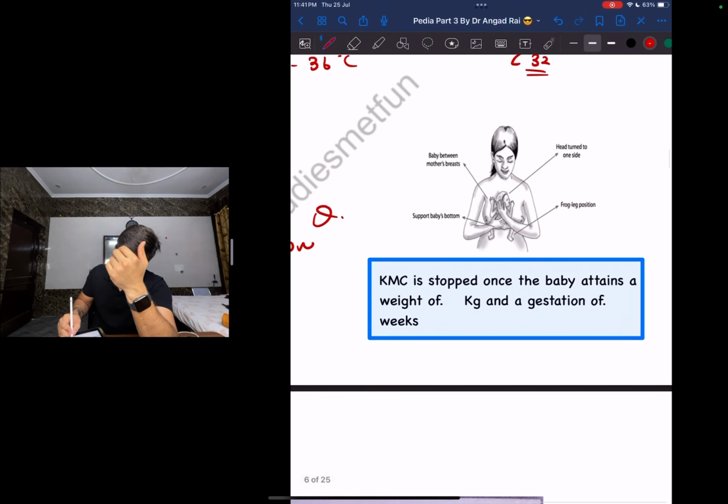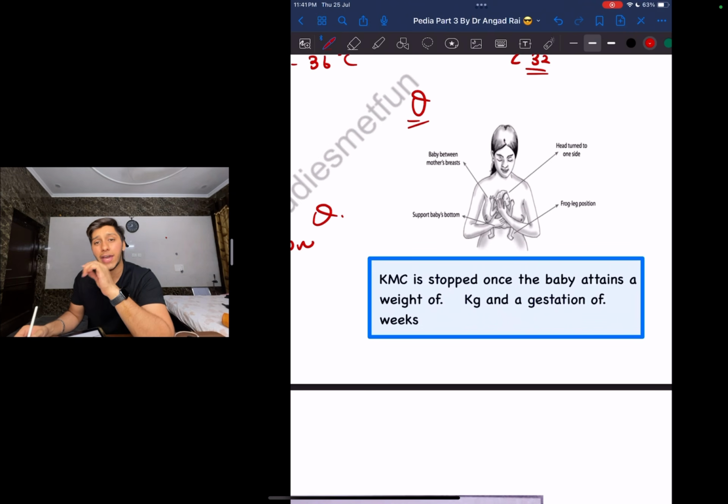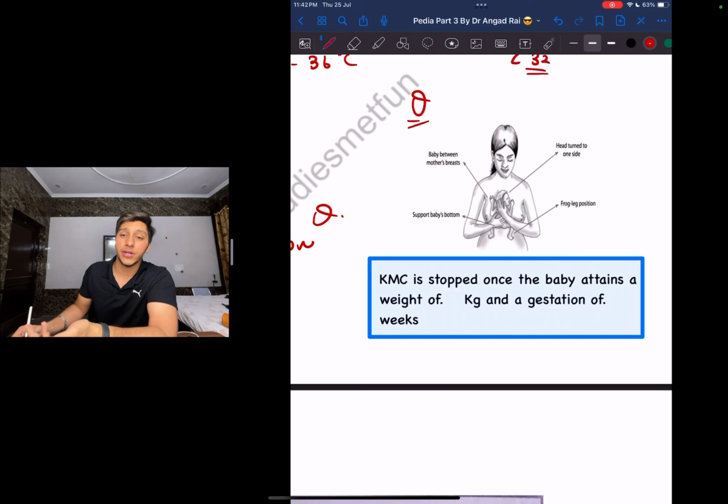Now, see guys over here, you see there is a female here, right? There was a question that kangaroo mother care is only done by the mother. Is it true or false, guys? False. Why? Because the mode of action is what? Contact.